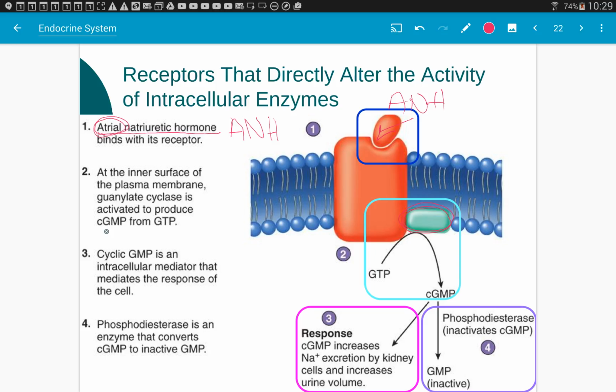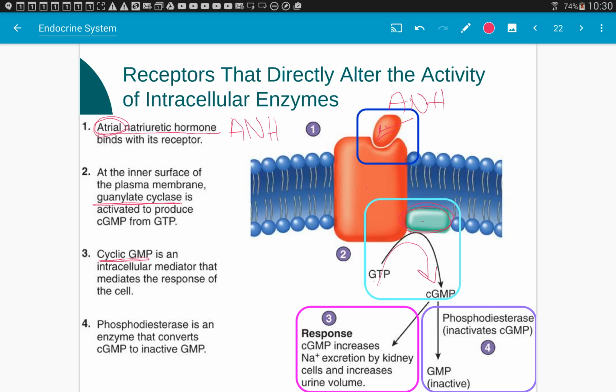And once it binds to that receptor, it activates this green molecule here that I'm circling in red. And in this green molecule is guanylate cyclase. All right? It becomes activated. So when the hormone binds to the receptor, it activates guanylate cyclase, which then converts GTP to cyclic GMP. Okay? And so what is cyclic GMP?